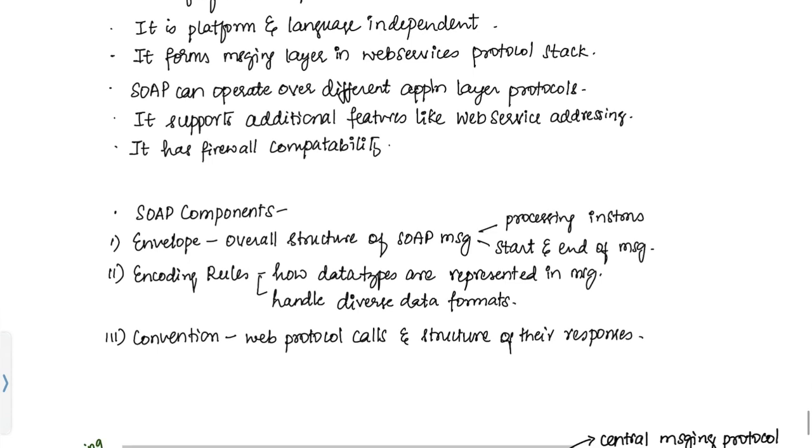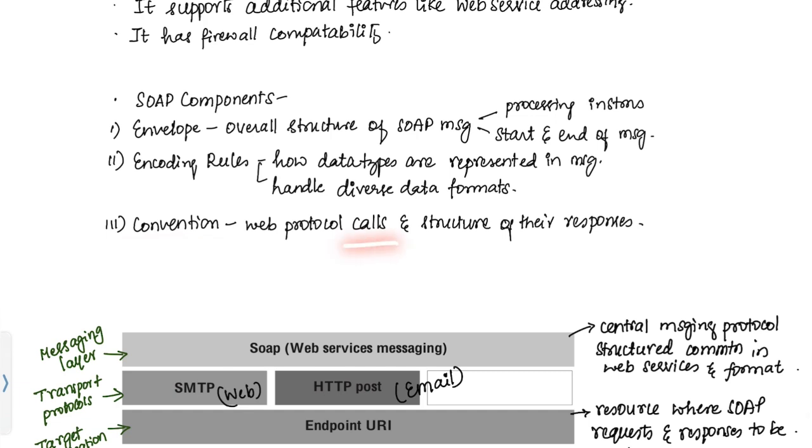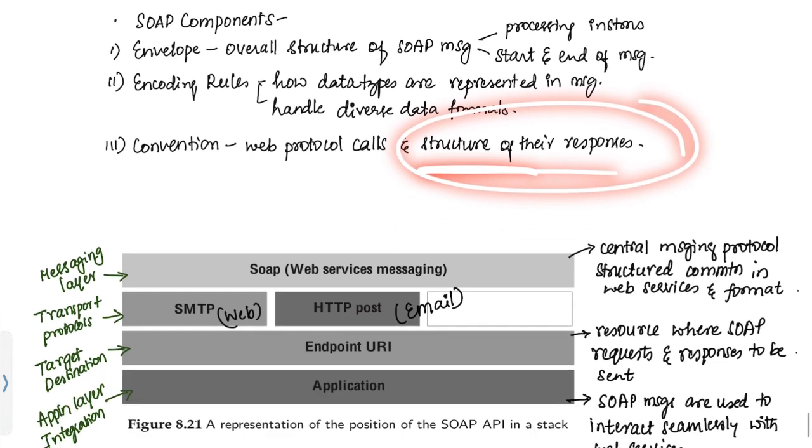Next, looking at the components. The first component is the envelope. The envelope will define the overall structure of the SOAP message. Here we can include the processing instructions, start and end of the message, all of that could be stuffed in the envelope. Then we have encoding rules. Rules will tell us how the data types are represented in the message. It will also tell us how different formats could be handled for the different applications which are used. Then we have convention. Convention will define the web procedure calls, and it will also tell us the structure of the responses which we get.